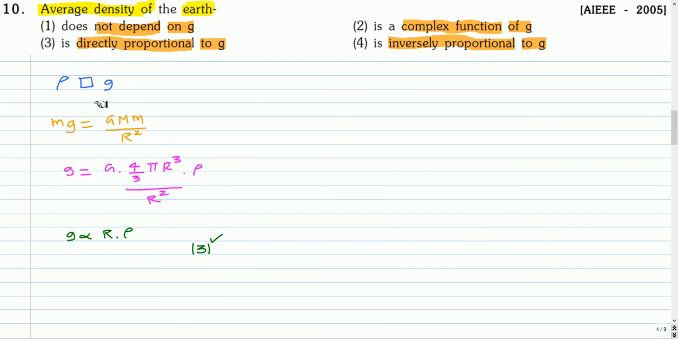Here is the solution. So you have to relate the average density rho with acceleration due to gravity g. The force on the mass m acting on the Earth's surface is GMm by R square, that's equal to the weight of the mass m, that is mg. So from this we get g as G into the mass of the Earth, that is volume 4 by 3 pi R cube, into its density rho, divided by R square. G is a constant, so from that we get g as proportional to R into rho. So you have to relate how the density and g are varying. So g is directly proportional to the density, so the correct option is option 3.